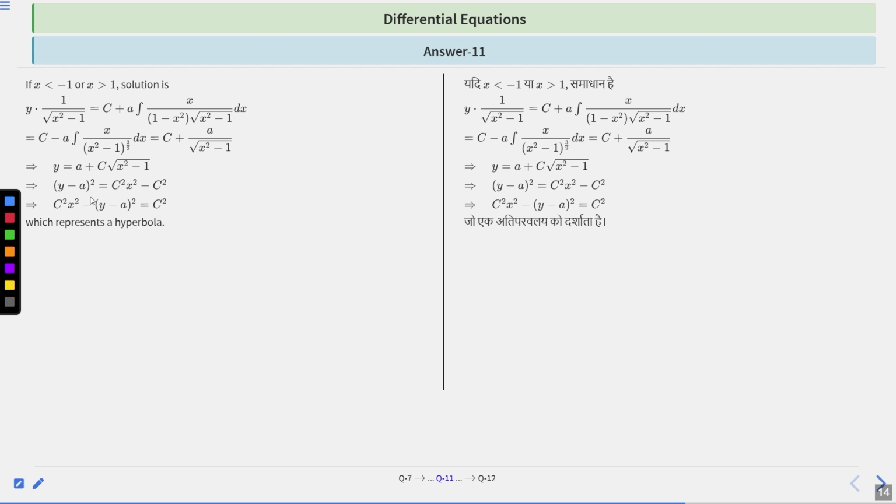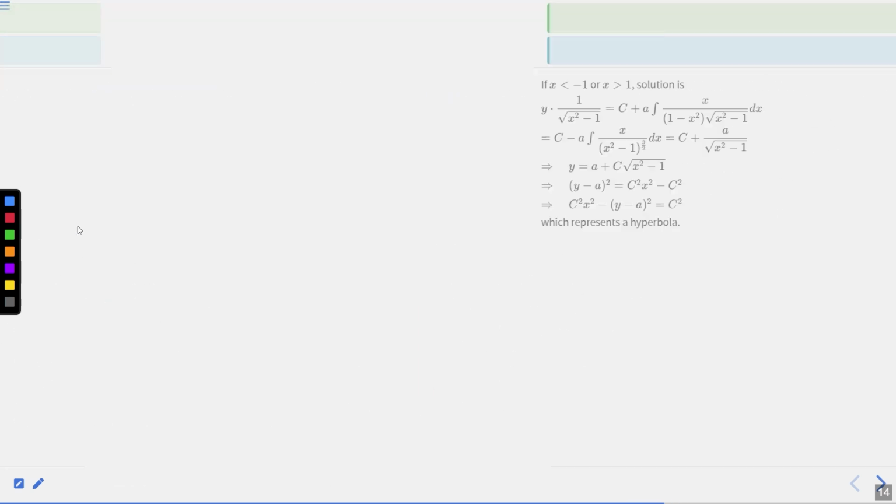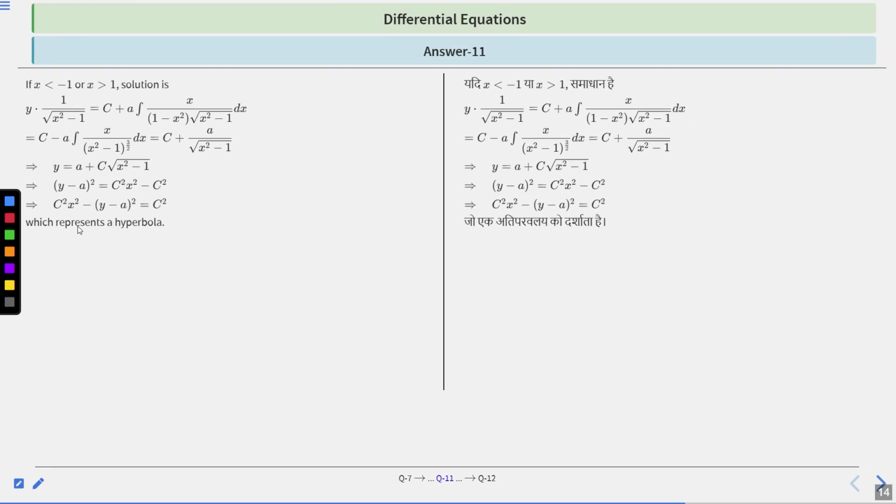Clear? And you will get y minus a whole square is equal to c square x square minus c square. Therefore, you will get c square x square minus y minus a whole square is equal to c square, which represents a hyperbola, right? Therefore, the solution of this equation will be an ellipse and hyperbola. Clear? Therefore, option C is the right choice, in which the solution of this equation is ellipse and hyperbola. Got it?